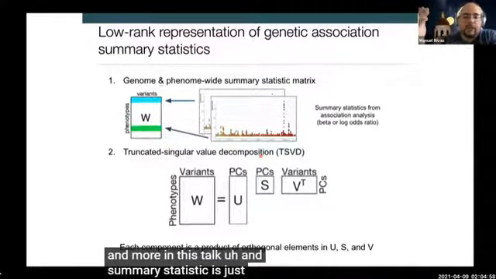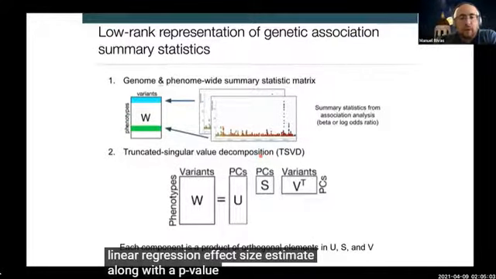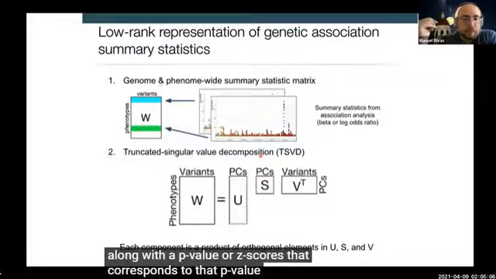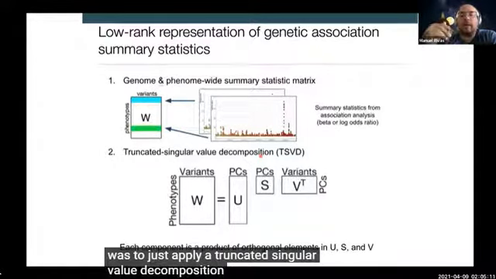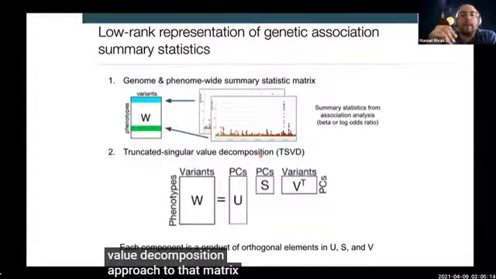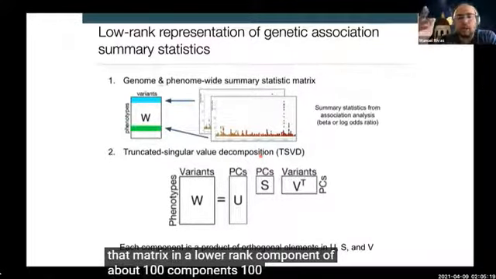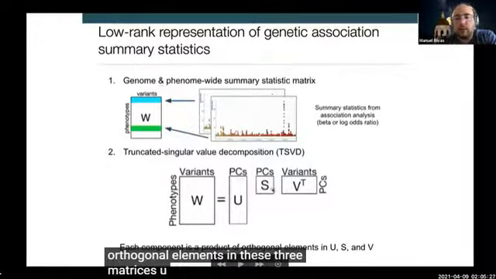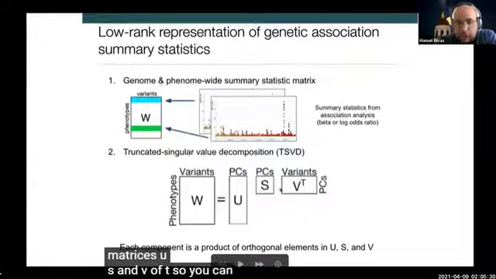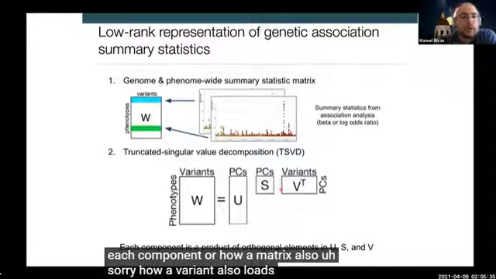A summary statistic is just of the flavor of a linear regression effect size estimate, along with a p-value or the z-scores that correspond to that p-value. One of the approaches that we took was to apply a truncated singular value decomposition to that matrix, and to represent that matrix in a lower rank component of about 100 components, 100 PCs. Each component is a product of orthogonal elements in these three matrices, U, S, and V transpose. So you can see how a phenotype loads onto each component, and how a variant also loads onto that component.